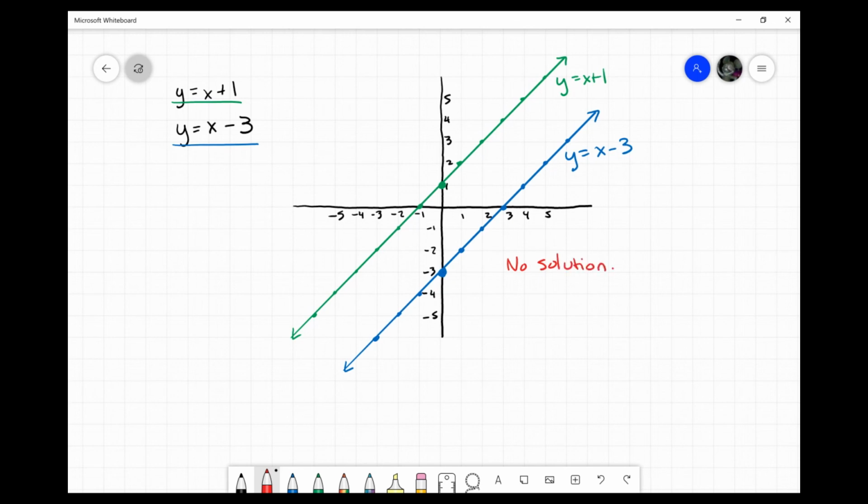We can verify that because looking at our slopes, we have the same slope. So with same slope, they're going to keep moving at the same rate. However, they have different y-intercepts. No matter where we go on the graph, there's always going to be this gap of 4 units between them, which is very easy to see on this graph. These two lines will never intersect, and so we say there is no solution, and we have the graph to show our reasoning.